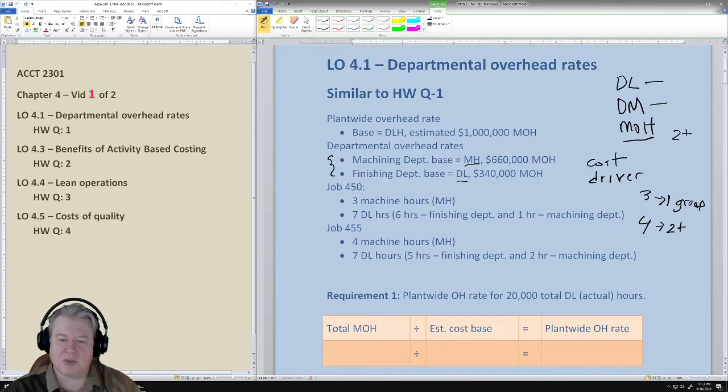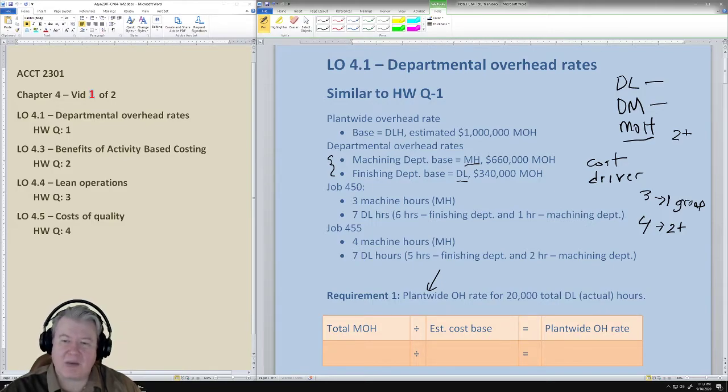So let's just jump right into it. Here they're using an example similar to question 1. They say, okay, maybe before we had this plant-wide overhead rate, which was based on direct labor hours, and there was a total of 1 million manufacturing overhead.